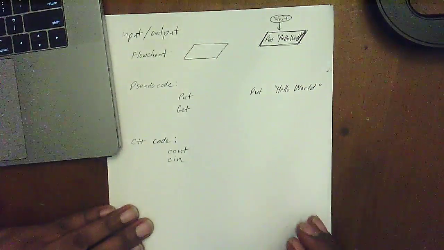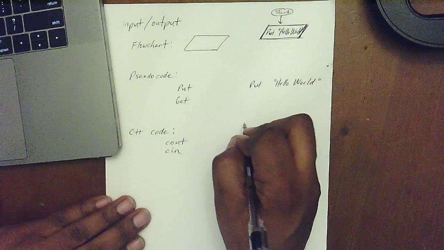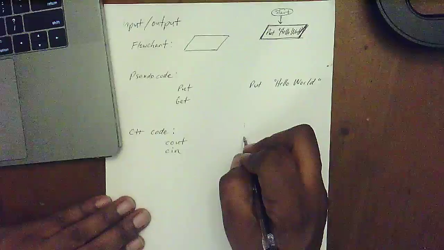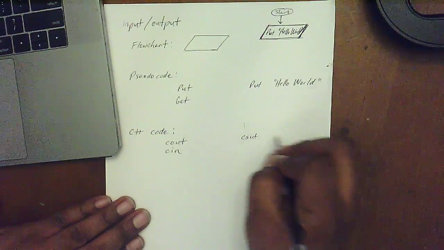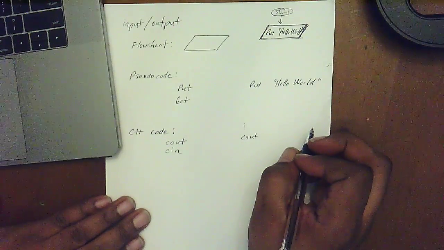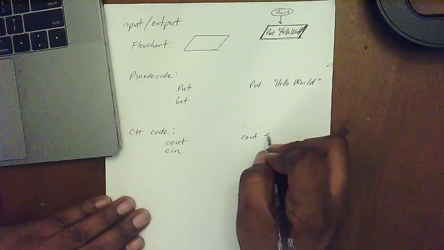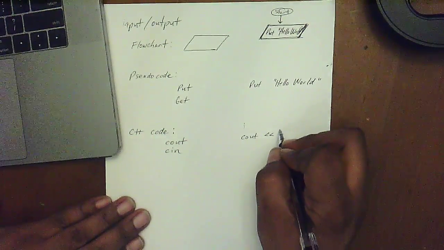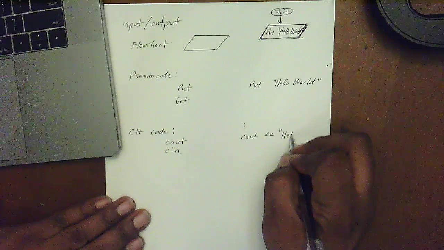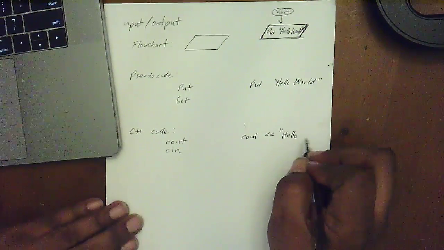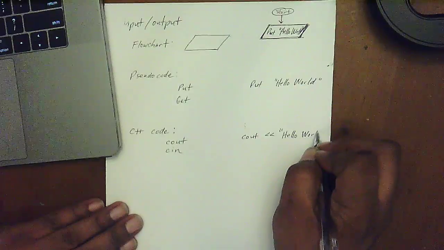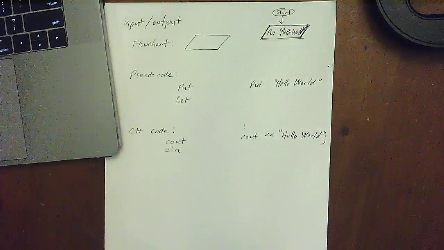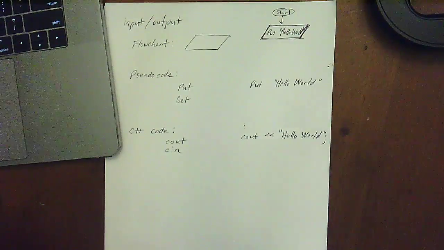And in C++, there will be some header information, and then there will be C out, and two less than symbols, and then in quotes, hello world, with a semicolon at the end. So that's the basic code.